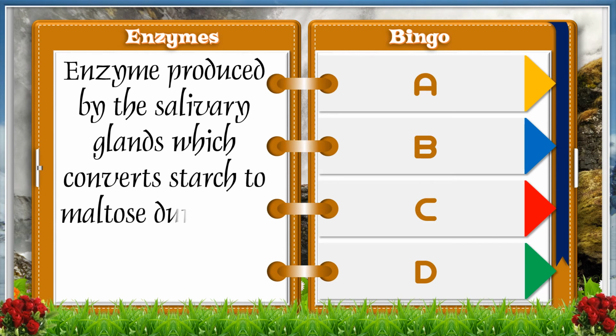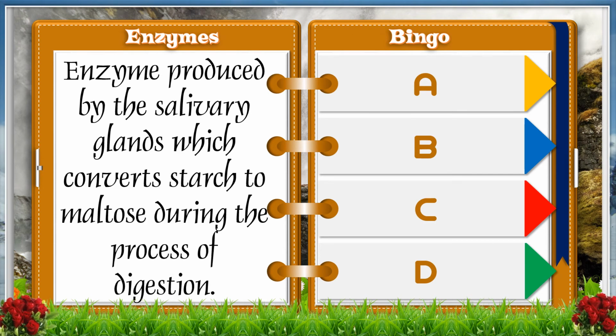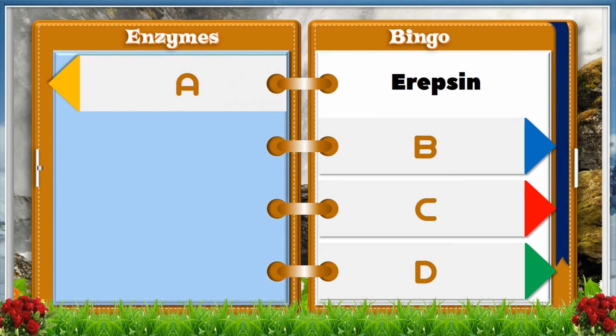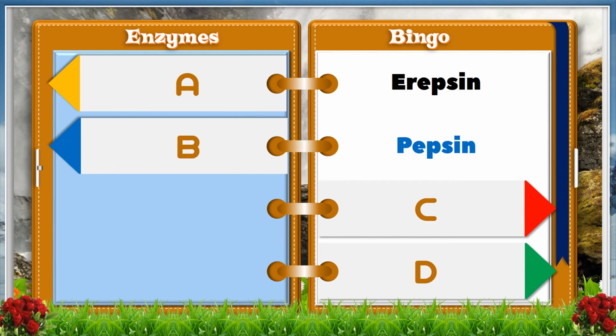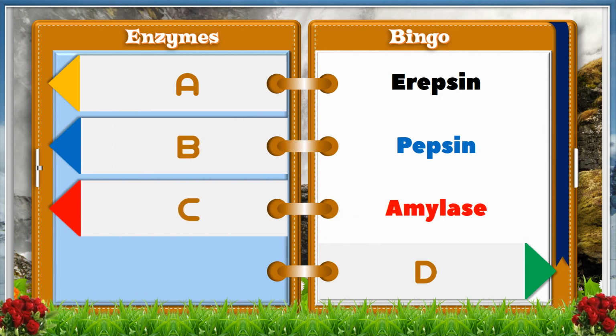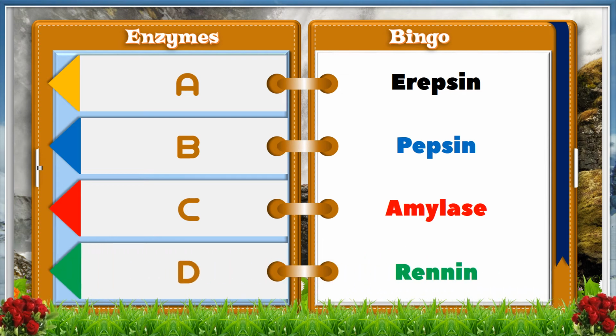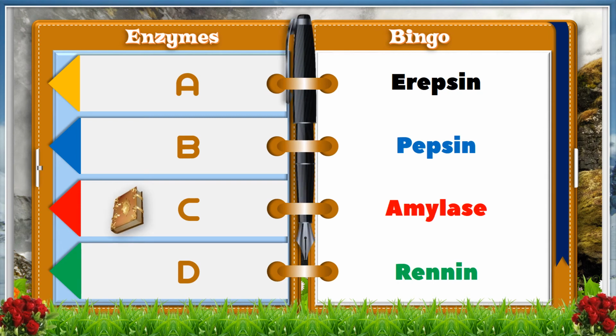Enzyme produced by the salivary glands which converts starch to maltose during the process of digestion. A. Erepsin. B. Pepsin. C. Amylase. D. Renin. And the answer is C. Amylase.